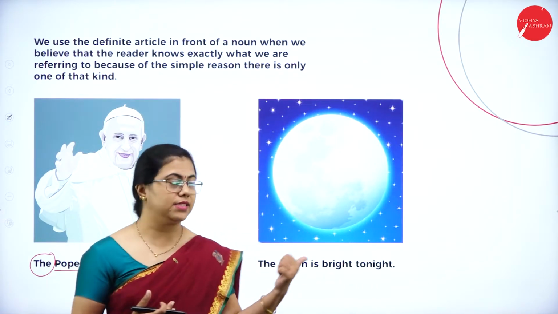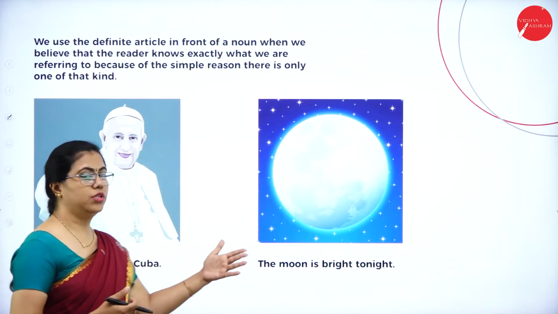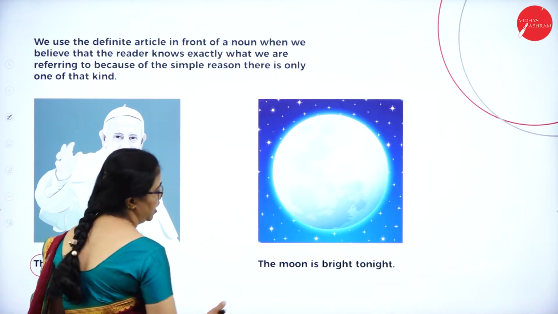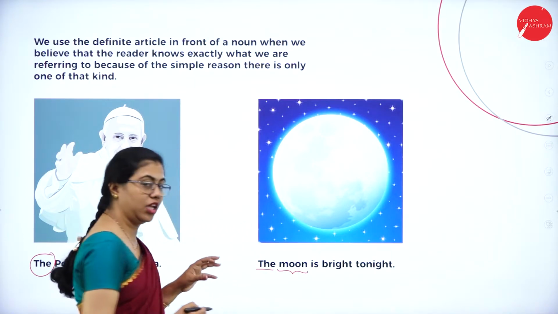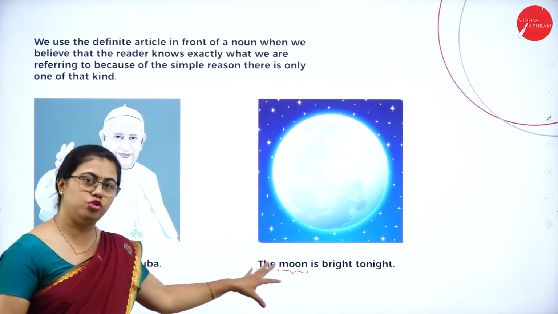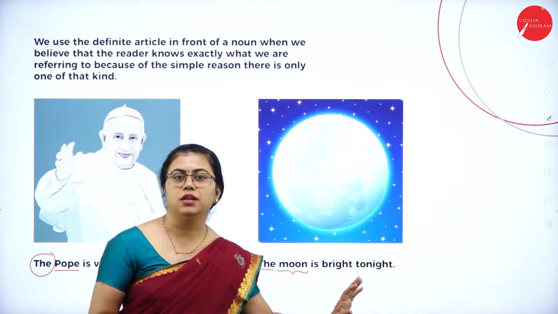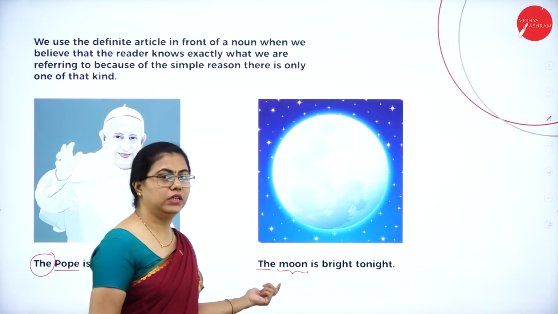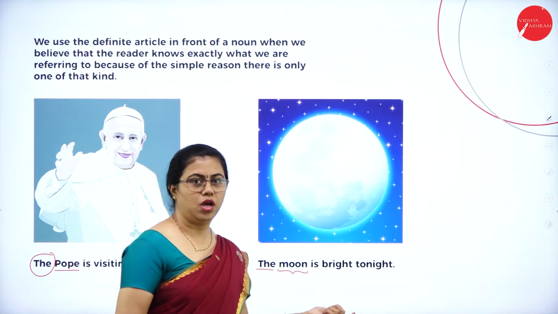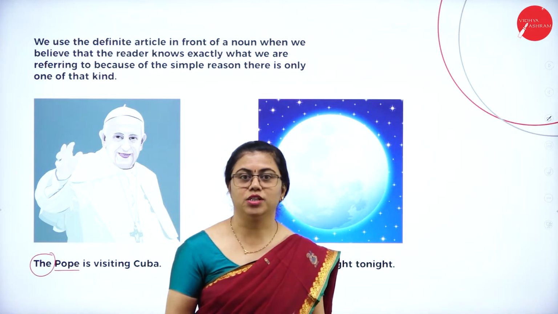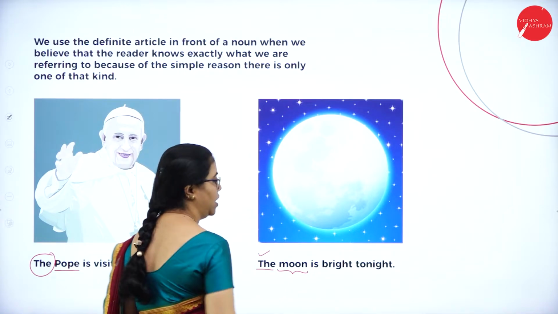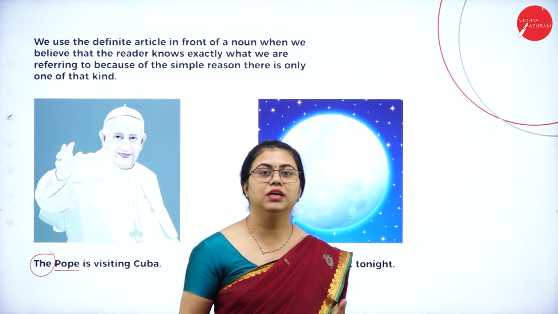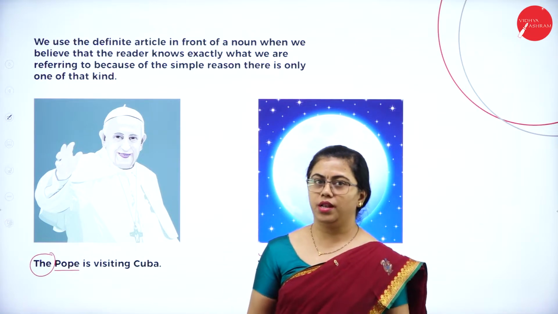Other than this, there is another example here. The moon is bright tonight. So here "the" is used with a word that is very unique. How many moons do you have? You have only one, right? So that's why I have used "the" along with moon. Anything I am referring to that is unique, the only one, at such times I use this definite article "the". So, the moon is bright tonight.